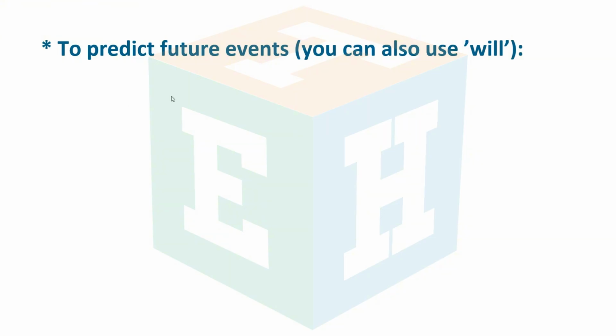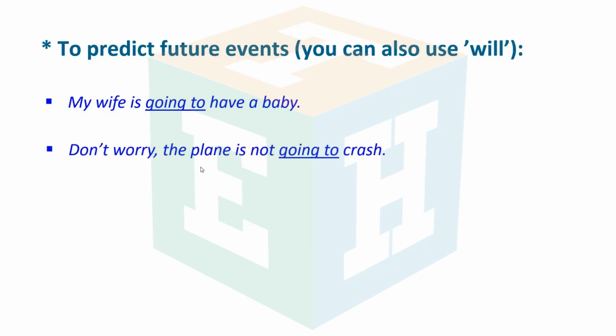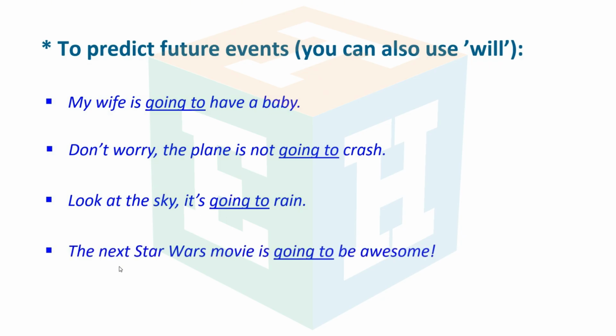To predict future events, you can also use will. My wife is going to have a baby. Don't worry, the plane is not going to crash. Look at the sky, it's going to rain. The next Star Wars movie is going to be awesome.